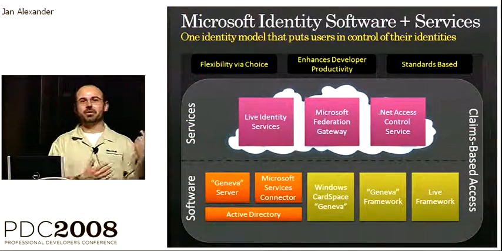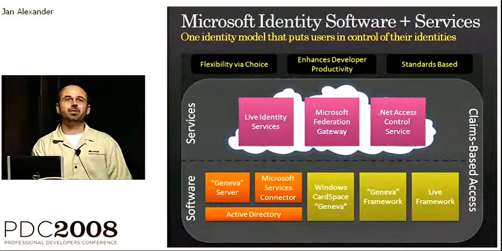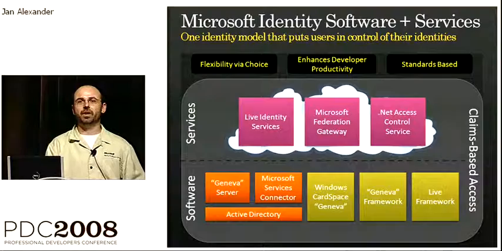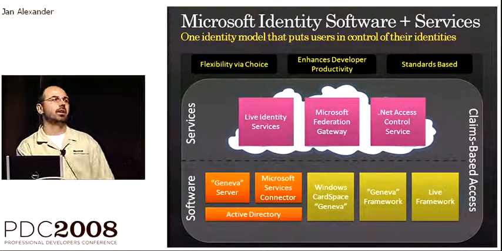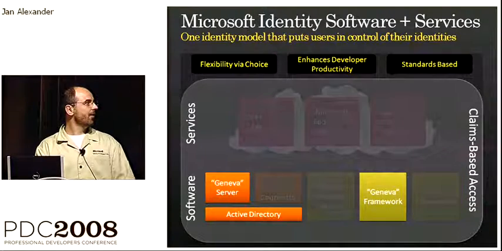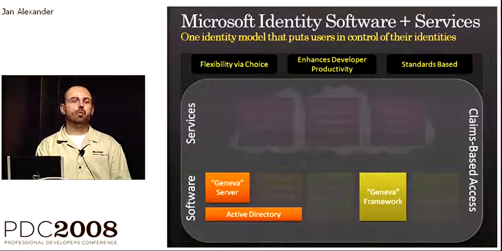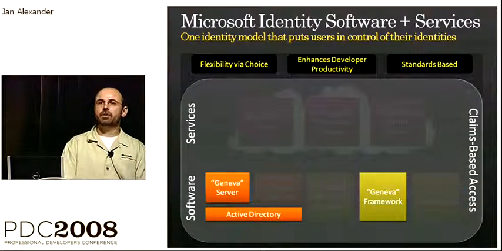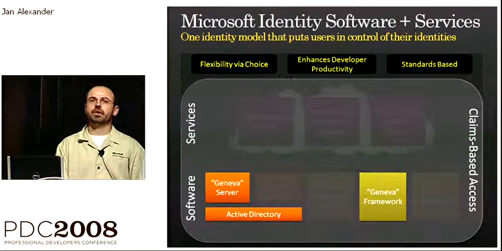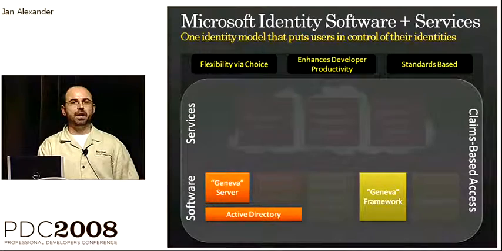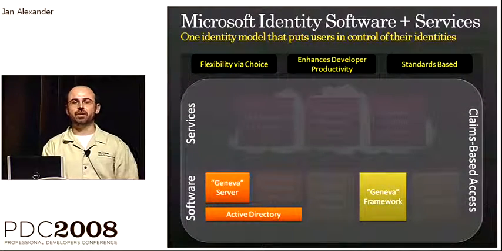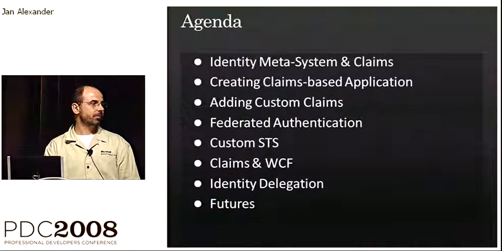First of all, you have probably seen that slide already multiple times. This is what we have around identity at Microsoft. It's a combination of software and services in the cloud. And in this talk, you will be living in those areas. We'll be mostly talking about the Geneva Framework and Geneva Server, and Geneva Server will be using Active Directory. Those are the primary components, but I will be talking about more as well.